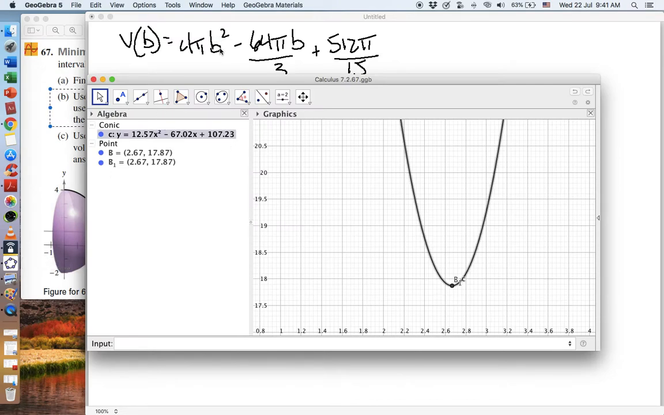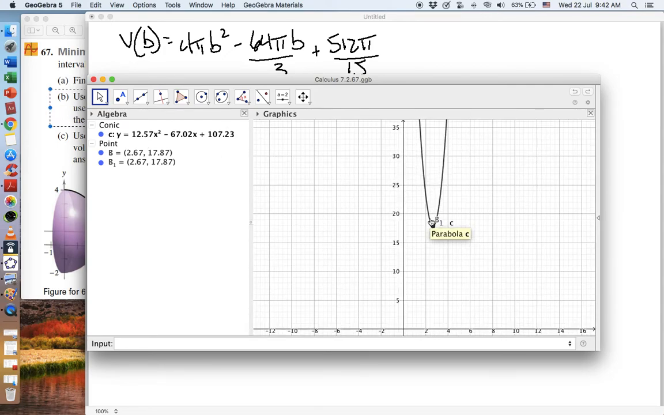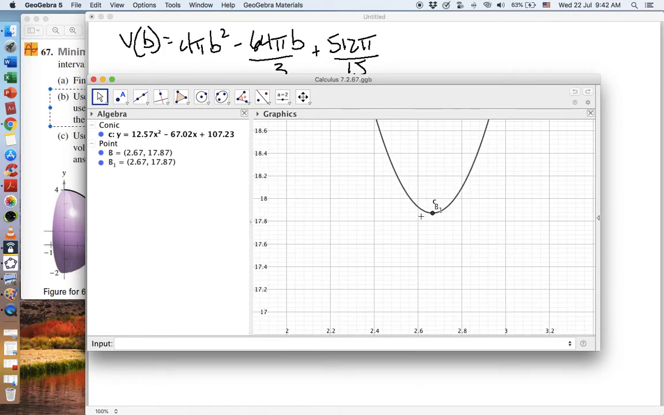Okay, and so I've graphed this function here out on Geogebra, which is substituting b for x, and then just without pi. Geogebra likes to use decimals. Here I've graphed it out. 4 pi x squared minus 64 pi x over 3 plus 512 pi over 15, and then we get the decimals here. If we zoom out, we can see that we have a minimum on that interval between 0 and 4, and so that's going to be our minimum volume.